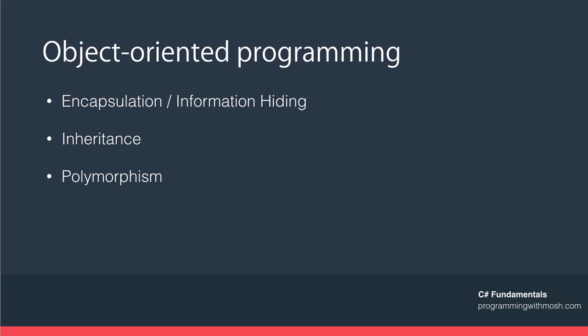In object-oriented programming, which is actually one of my absolute favorite topics, we have 3 major concepts: encapsulation, which is also referred to as information hiding, inheritance, and polymorphism. In this lecture, we're going to learn about encapsulation. And throughout this course, we'll see more examples of achieving encapsulation. We're going to leave inheritance and polymorphism to a later section in this course.